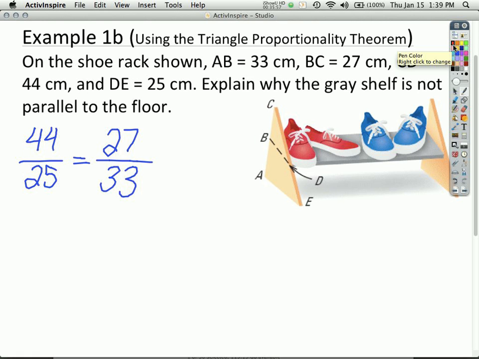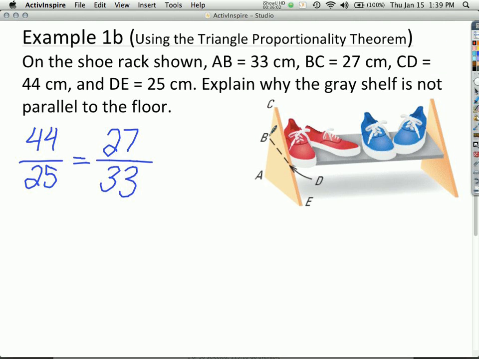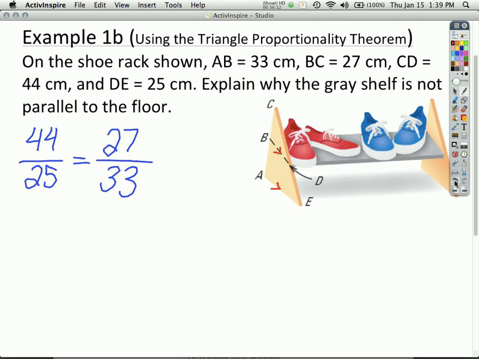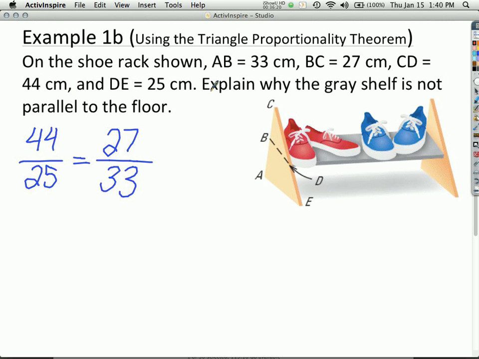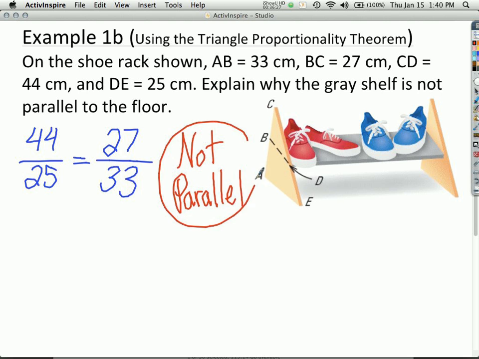Because if it was parallel, then there would be a proportion with this to this and this to this. Because if they were parallel, that proportion would be true. But he formed the proportion because we have the information given to us here. But the proportion works out to be false, which means that they are not parallel. Does anyone have any questions about how they went about that? Okay, so that was Extol's team's approach.